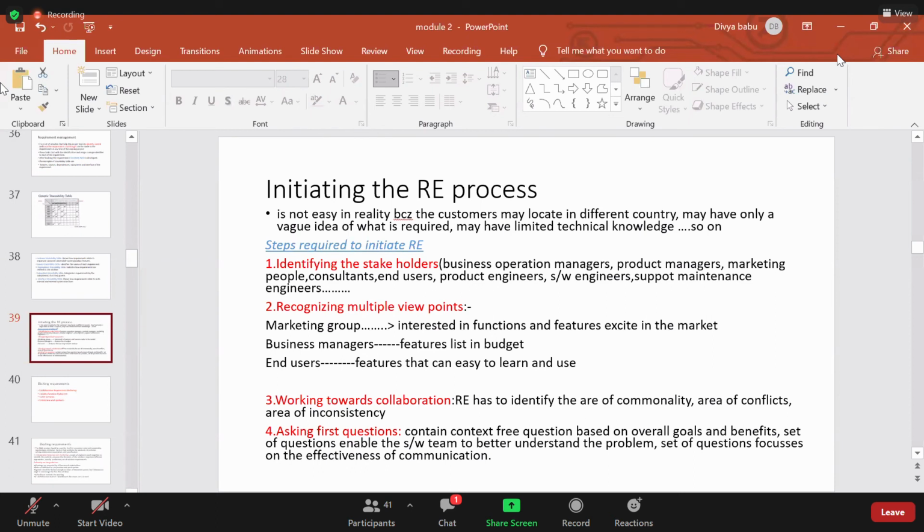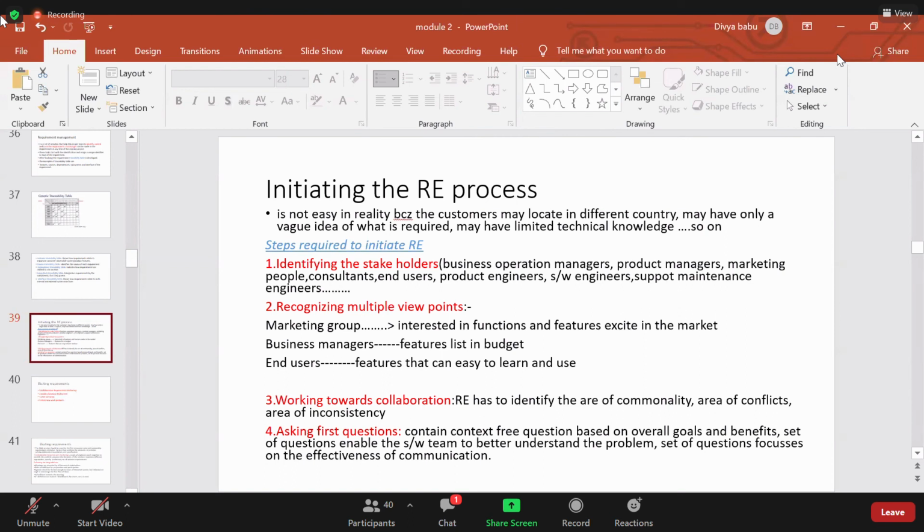Engineers, and whoever is on the panel, the whole set of stakeholders, we should identify first for that particular project development. The next step is to recognize the multiple viewpoints, because the marketing group has its own viewpoint, business people have their own viewpoint, and end users have their own viewpoint. This is the reason we wrote different UML diagrams for different people, because each represents their perspective.